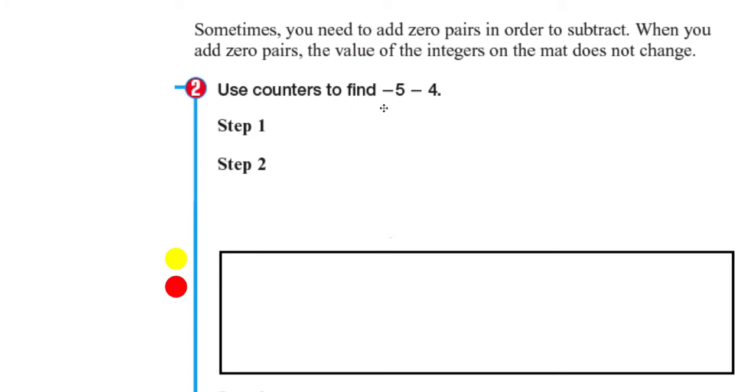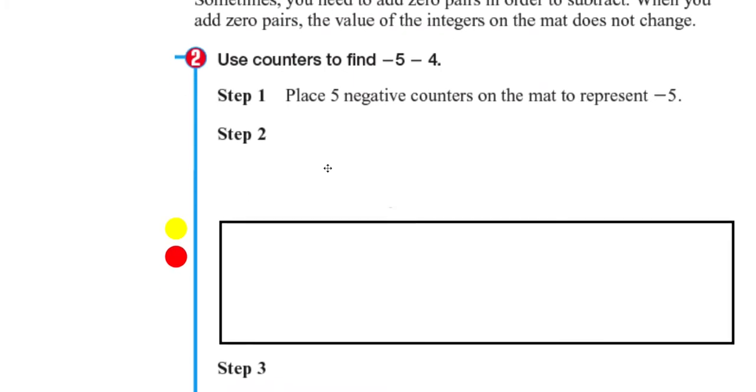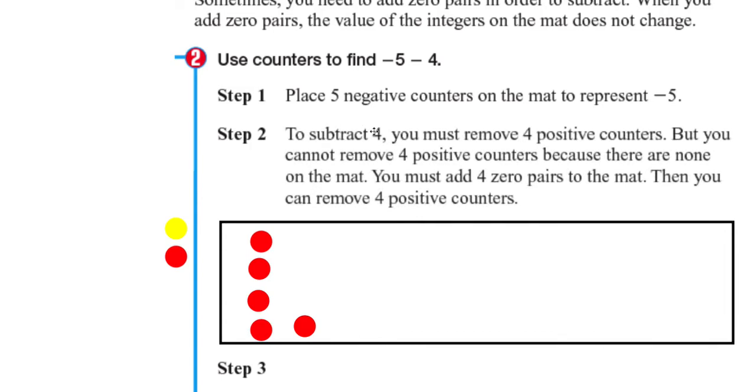So we want to use counters to find negative 5 minus 4. So first, place 5 negative counters on the mat to represent negative 5. So this is 1, 2, 3, 4, 5. So those are the 5 counters. And then step number 2, place to subtract negative 4.